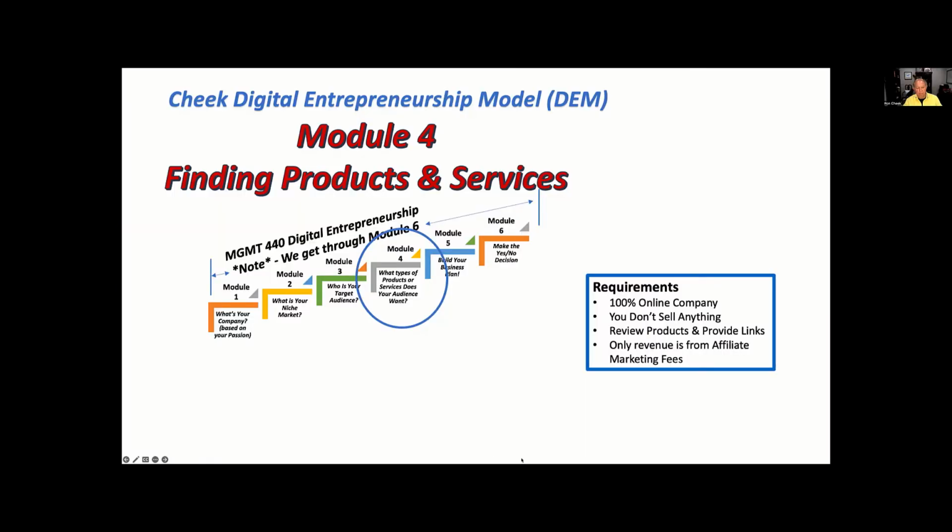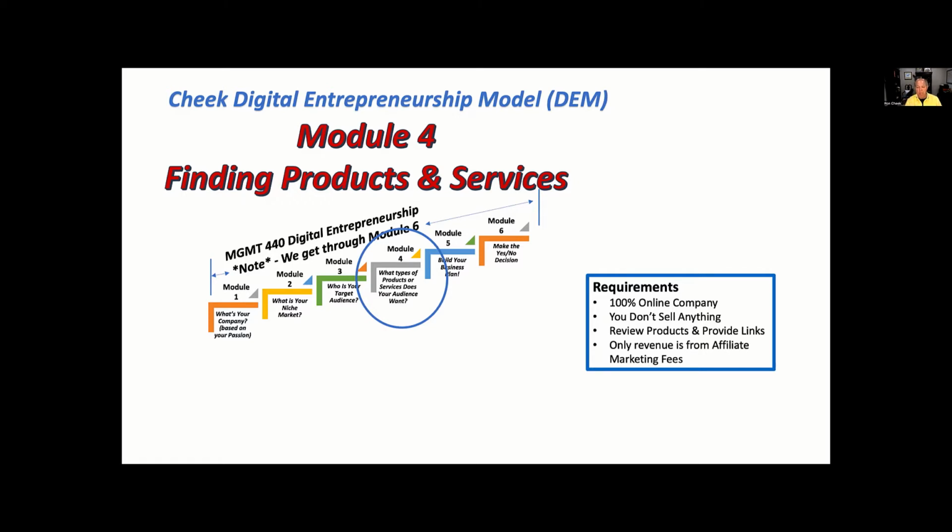We're now ready to move on to Module 4. In Module 4, we'll be finding the products and services that you'll be reviewing. Now, when we look back at the DIM model, the digital entrepreneurship model, we set up a company based on our passion. We identified your niche, who's your target market. Now we have to determine what kind of products and services you'll be reviewing for your audience.